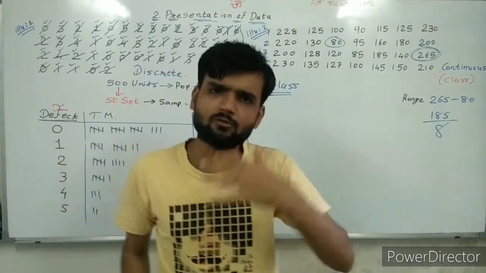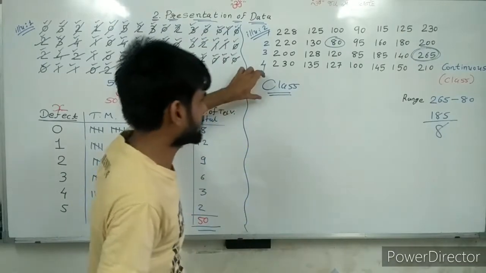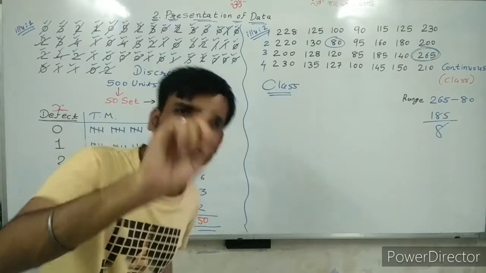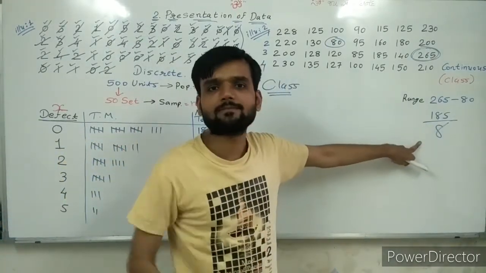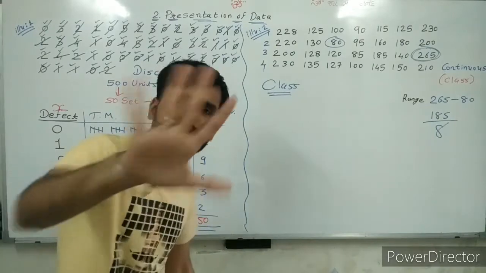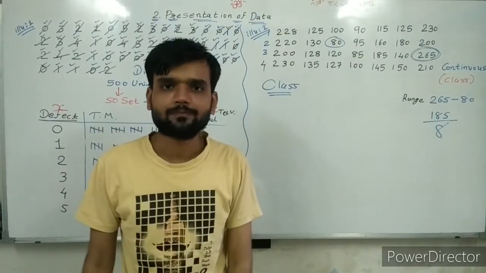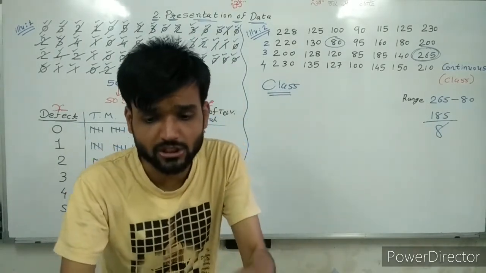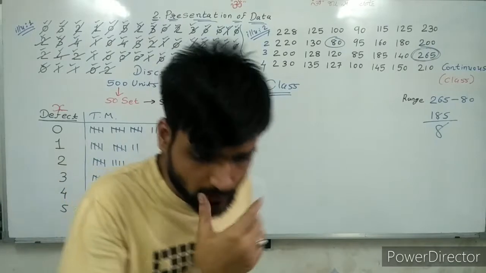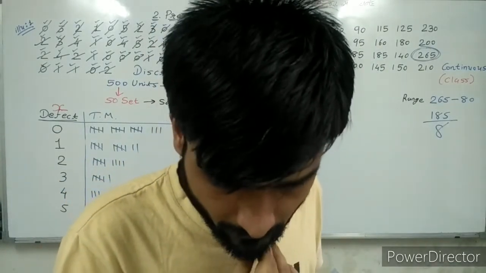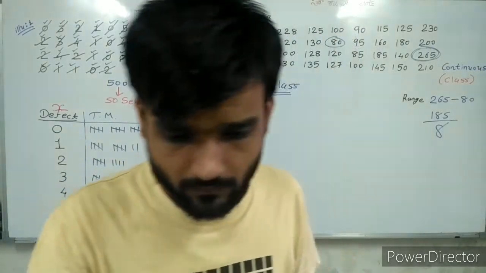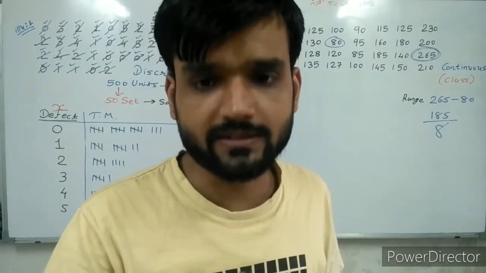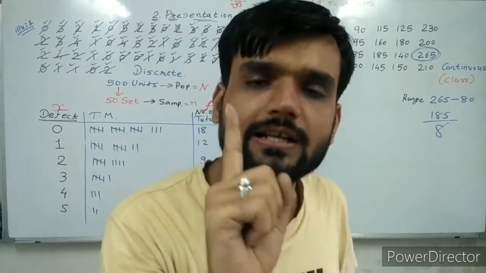It means suppose number of classes we want to make is 8, then divide by 8. Suppose we want to make 7 classes, so range divided by 7. Suppose we want to make 5 classes, so range divided by 5. That is your choice, if no clarification is given in your sum. Here in your sum, yes, clarification is given. Construct a frequency distribution by classifying this data in 8 classes.